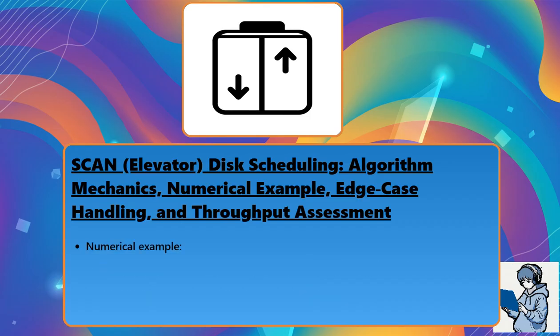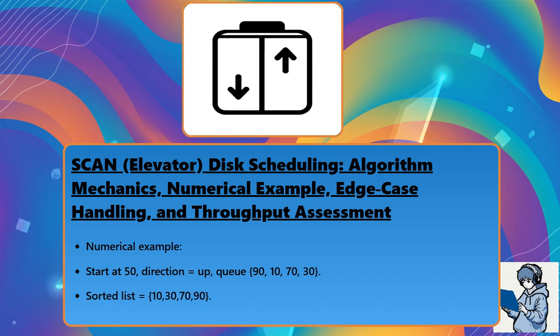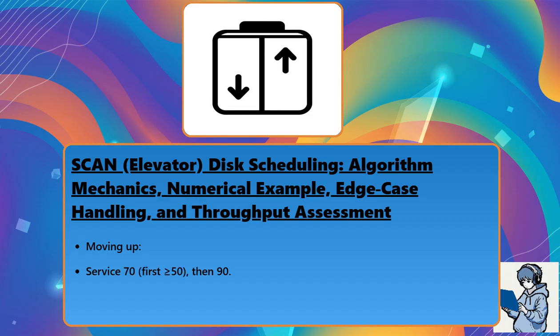Numerical example. Start at 50, direction equals up, queue 90, 10, 70, 30. Sorted list equals 10, 30, 70, 90. Moving up. Service 70, first greater than or equal to 50, then 90. At the top, cylinder maximum, assume 100, reverse. Service 30, then 10 on the way down.